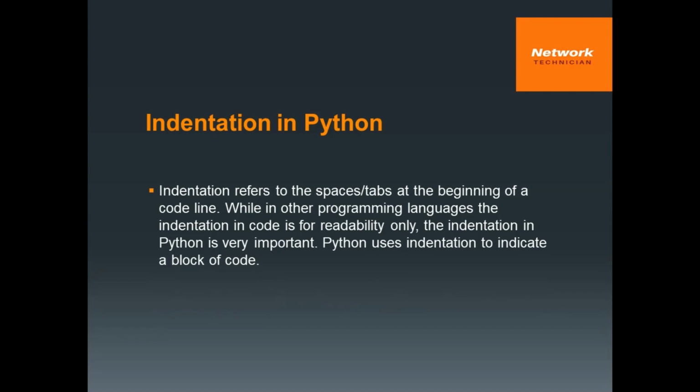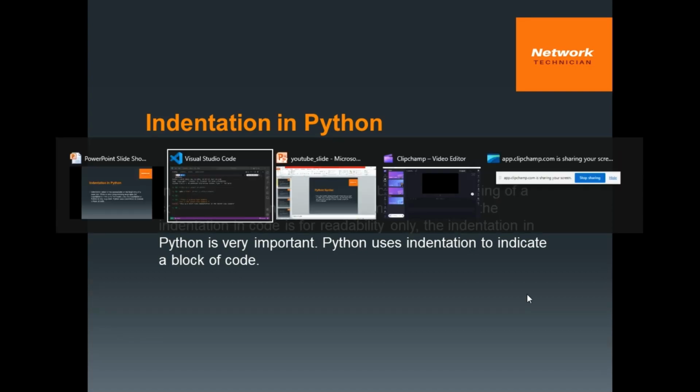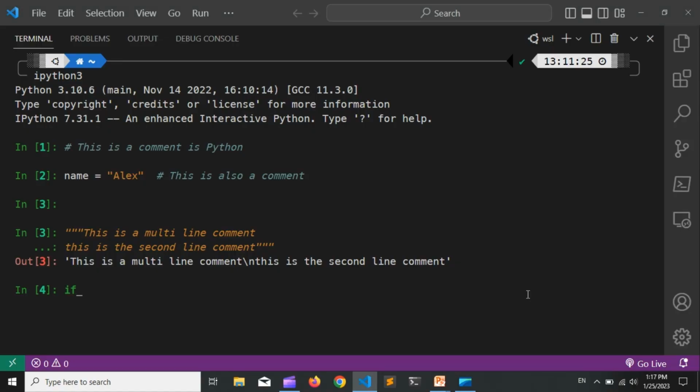Python indentation refers to the spaces at the beginning of a code line. While in other programming languages the indentation in code is for readability only, the indentation in Python is very important. Python uses indentation to indicate a block of code. In other words, all the statements with the same space to the right belong to the same code block.